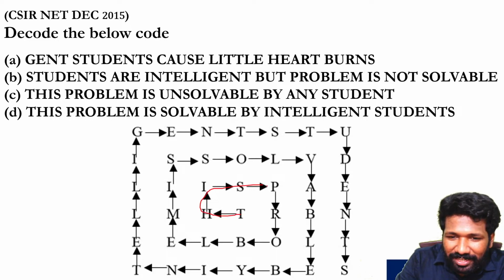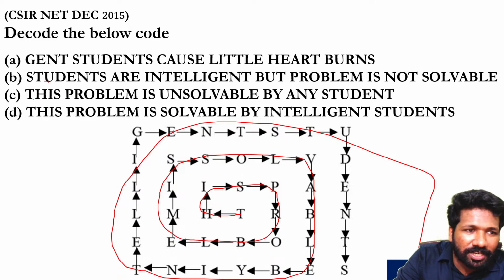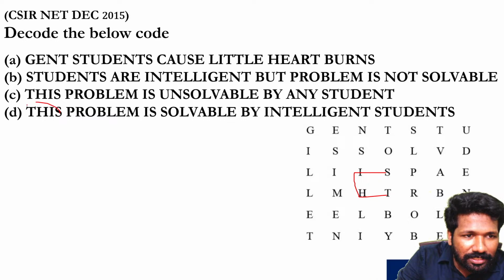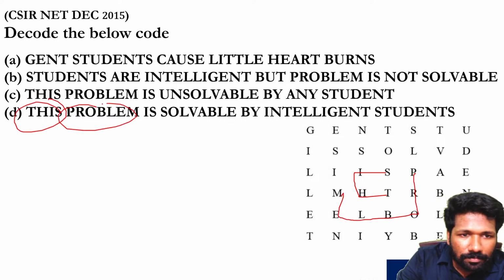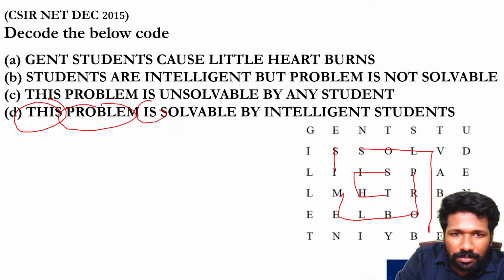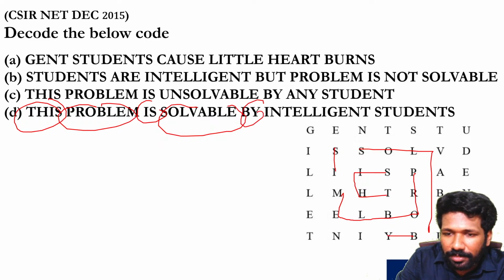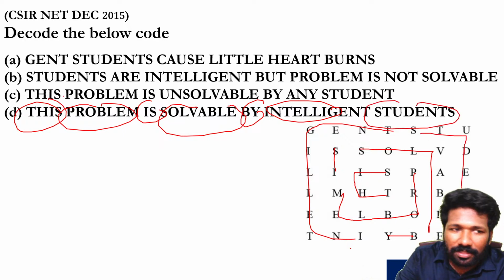The decoding is like this. You have to decode it like this. And that is option D. How? Look at this. This problem is solvable by intelligent students. So that is option D.